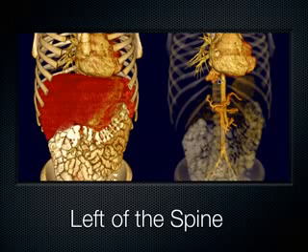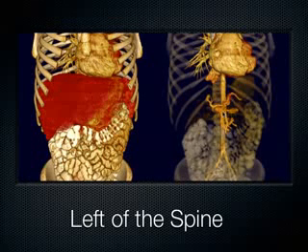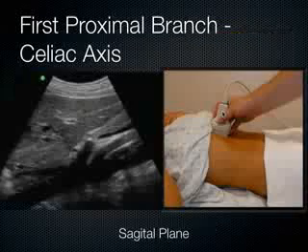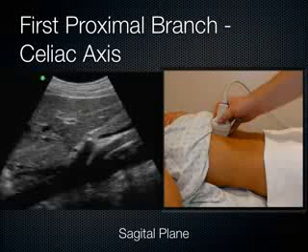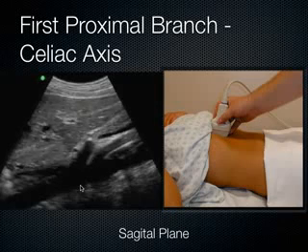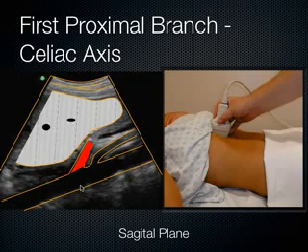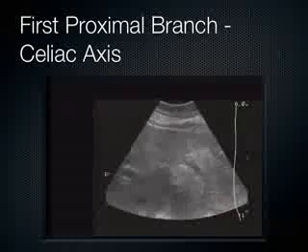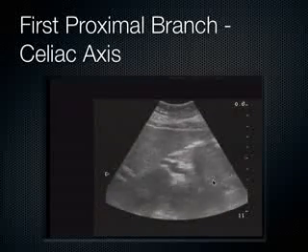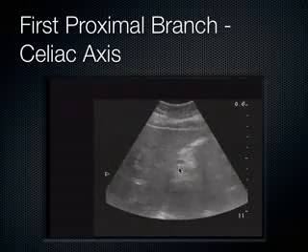Just keep pushing down until the spine shadow comes into play. The first branch of the abdominal aorta is called the celiac axis, okay? And then the second branch is the SMA. And you can see those things so easily on ultrasound. We can see right here with the schematic that that's the celiac axis right there in the sagittal plane, okay? And then on the transverse view here, we can see that little celiac axis just right up here.